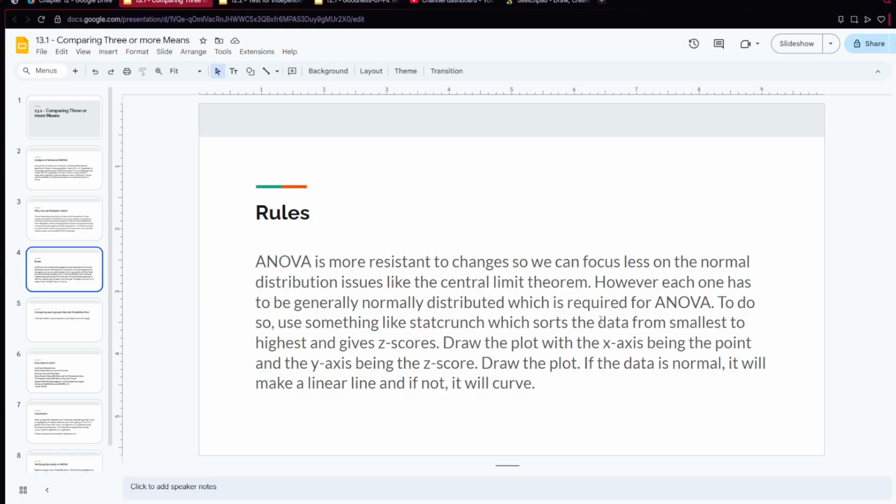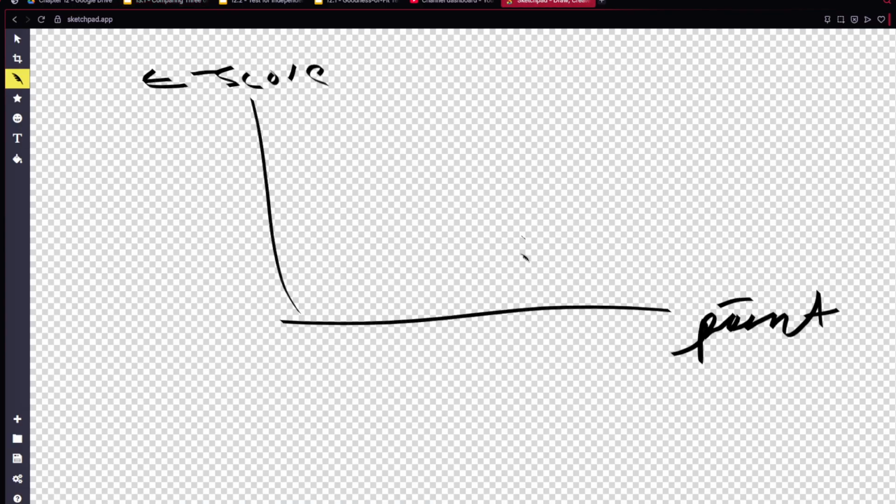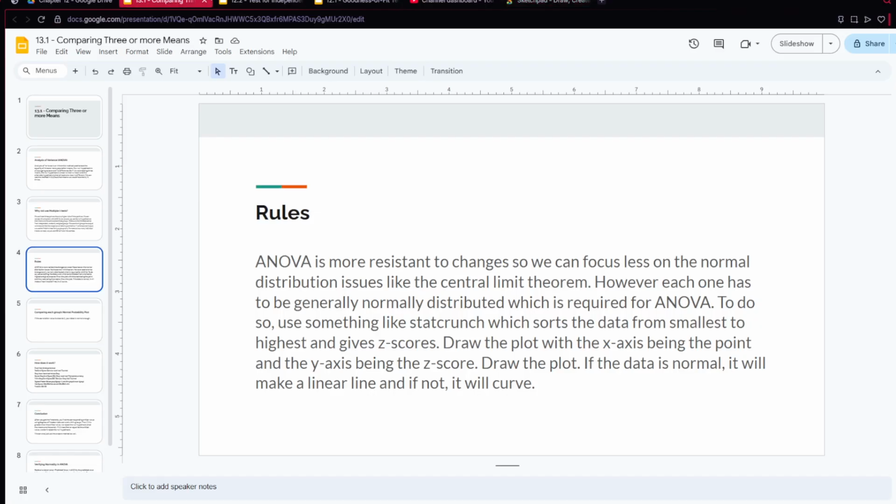So it sorts the data from each one, from smallest to highest. And using some simple logic, we should be getting higher and higher z-scores, getting a linear line. But I guess more of the points will be concentrated around this area right here. And then it'll be going up like that using simple logic. So we do that for each one. If that is normal, we'll make a linear line.